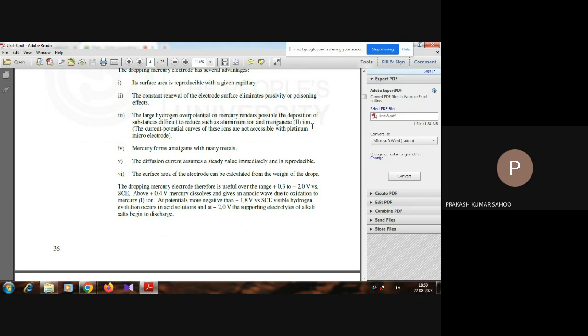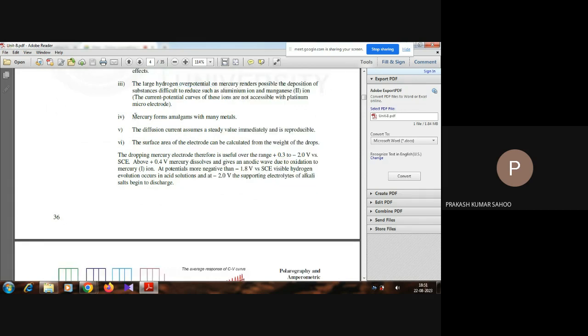Like overpotential or overvoltage, we have already studied in yesterday's class that due to polarization, the linearity of the plot will not be maintained and it will deviate from its path. This deviation is due to the excess potential, or the overpotential, which arises when the applied current exceeds the limiting current. Mercury forms amalgam with many metals.